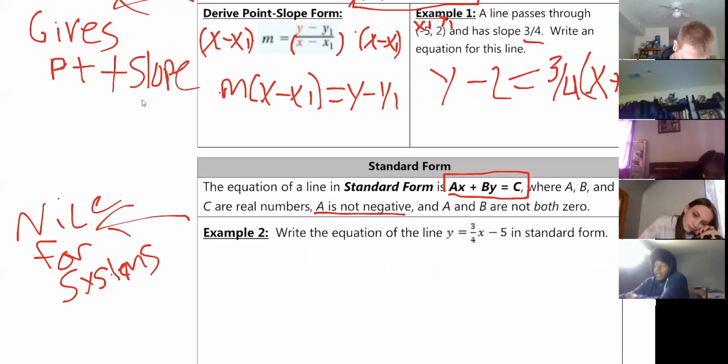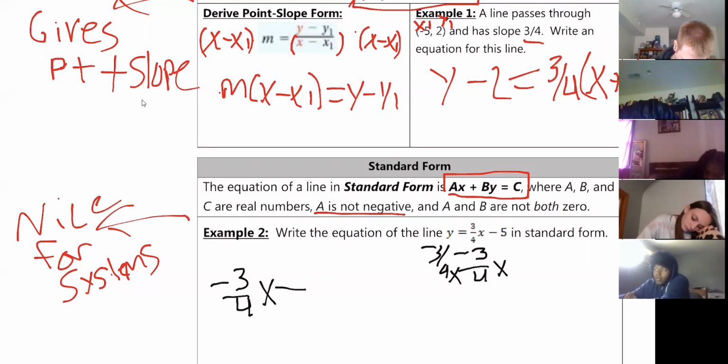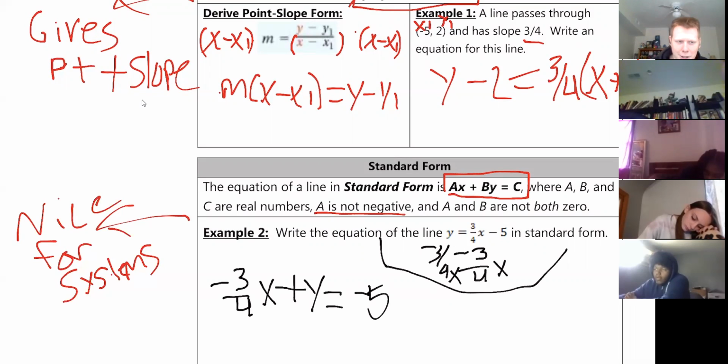So if I want to get this in standard form, I'm just going to subtract the 3/4 x over both sides. I know this is sloppy. And you want to put the x part first. So this would be negative 3/4 x plus y equals -5. Does that make sense if you subtract the 3/4 x over? I know I kind of struggled to write it in there nicely. And I would say this is good enough.